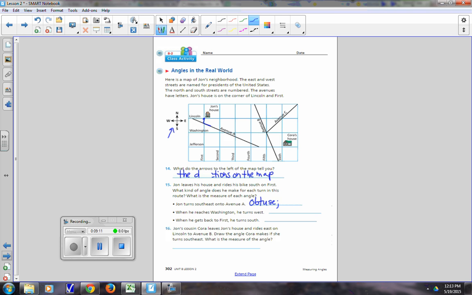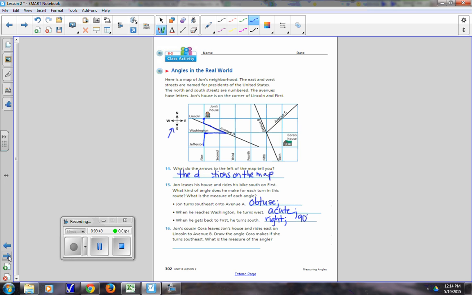When he reaches Washington, so right here, he turns west. So he turns this way. That is a really small angle. It's so cute. And we'll measure it tomorrow with our protractor. When he gets back to First Street, he turns south. So that's a right angle. And we already know that a right angle is 90 degrees.